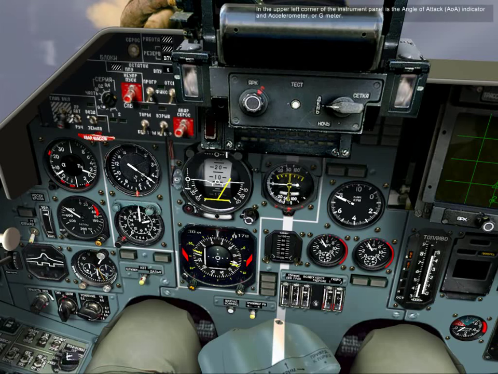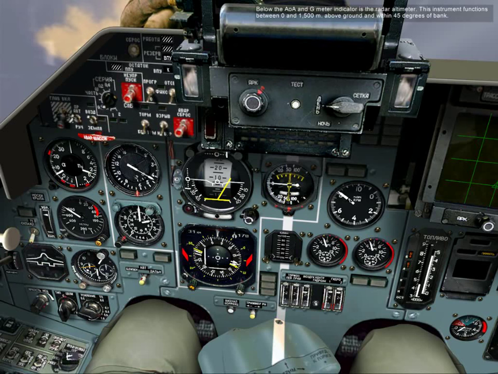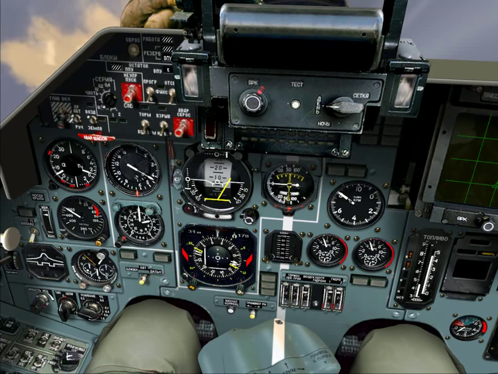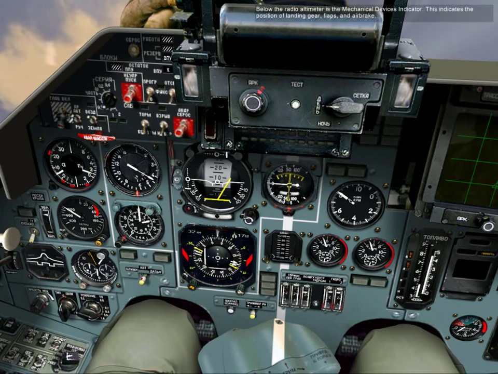In the upper left corner of the instrument panel is the angle of attack indicator and accelerometer, or G-meter. Below the AOA and G-meter indicator is the radar altimeter. This instrument functions between 0 and 1,500 meters above ground and within 45 degrees of bank. Below the radar altimeter is the mechanical devices indicator. This indicates the position of the landing gear, flaps, and air brake.